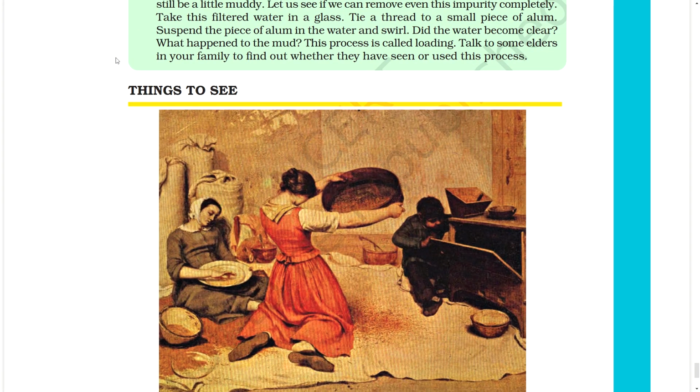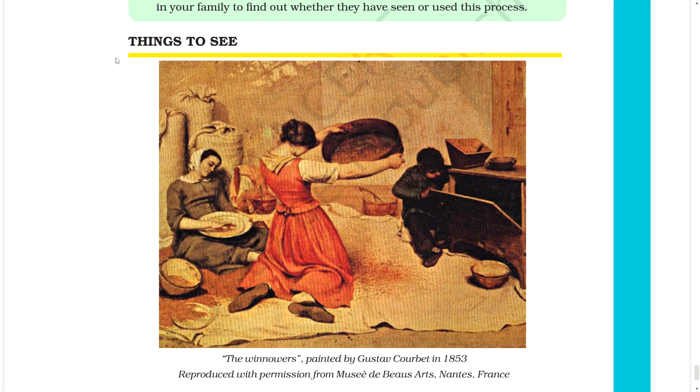Things to see. The Winners, painted by Gustave Courbet in 1853, reproduced with permission from Musée des Beaux-Arts, Nantes, France.